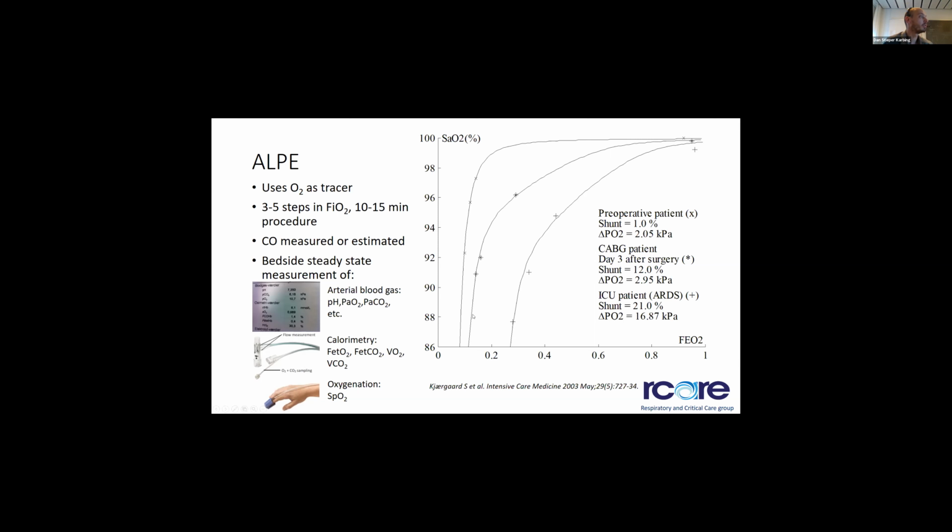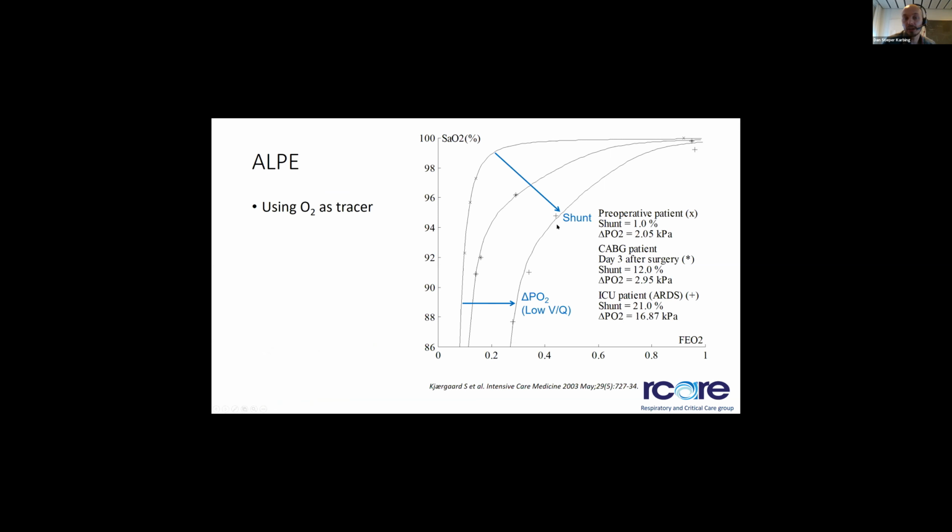The next line shows a slightly more ill patient in terms of gas exchange. This is a patient 3 days following surgery, where we have increased level of shunt and low VQ mismatch. And the last here is an ICU patient with ARDS with a severe level of shunt and VQ mismatch. And we can see here how this curve, the end tidal to arterial oxygen curve, is changing as these 2 parameters vary. And that's the source of our system identification, how we are able to identify the parameters.